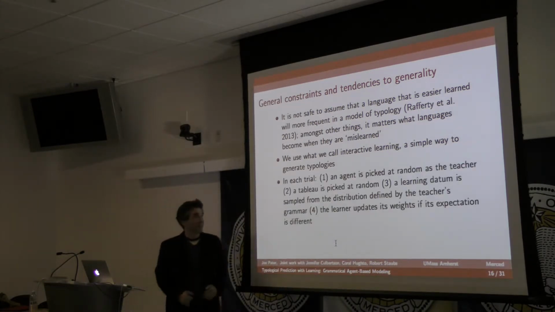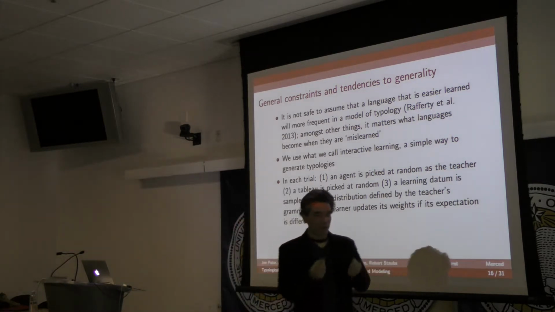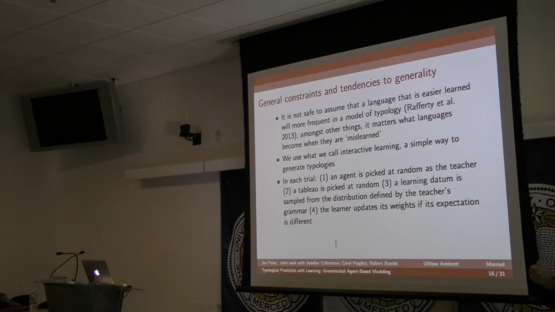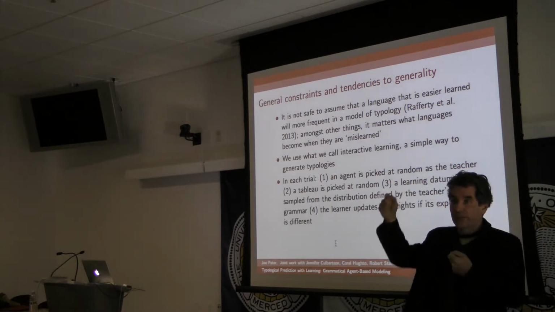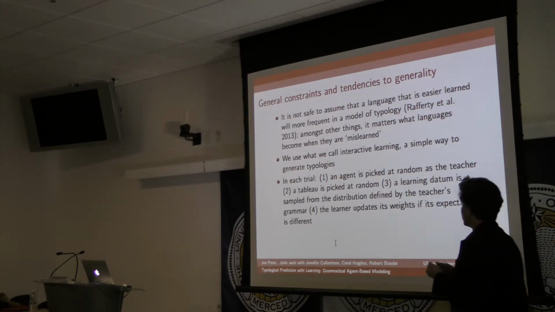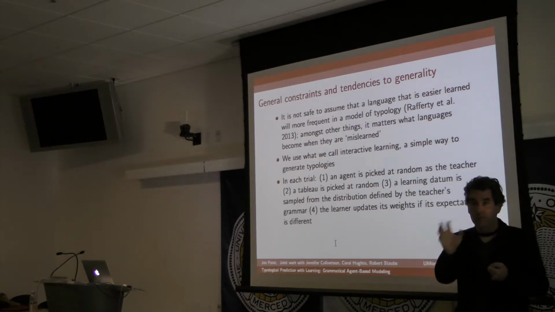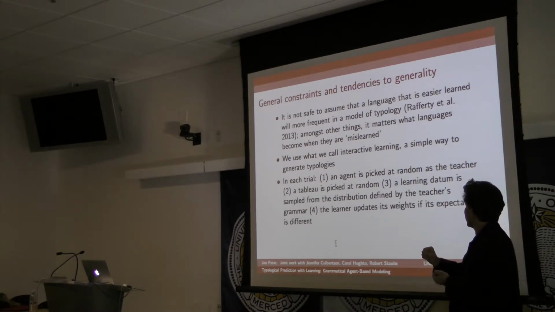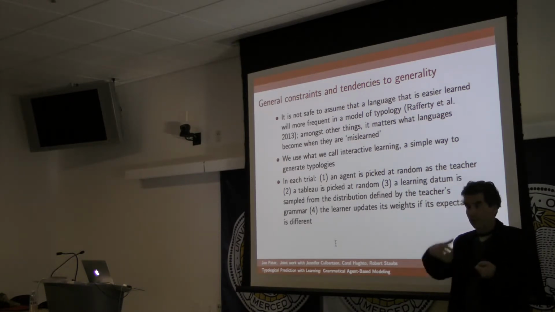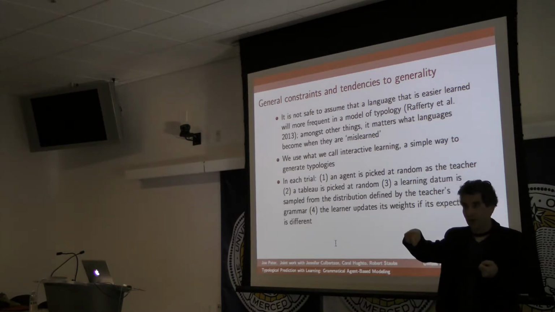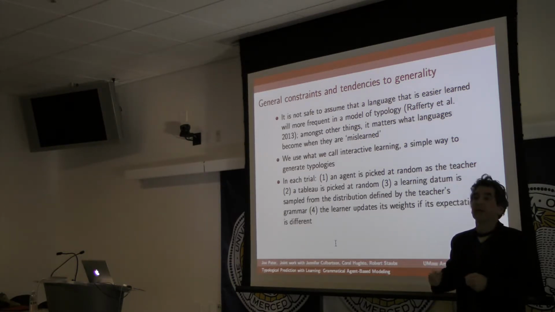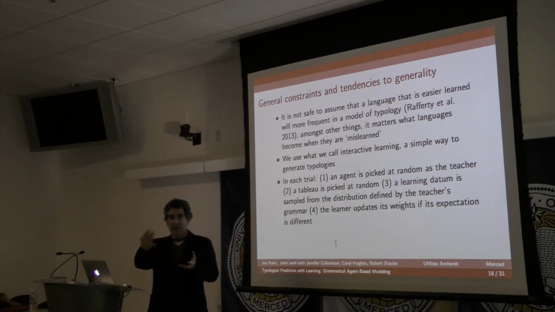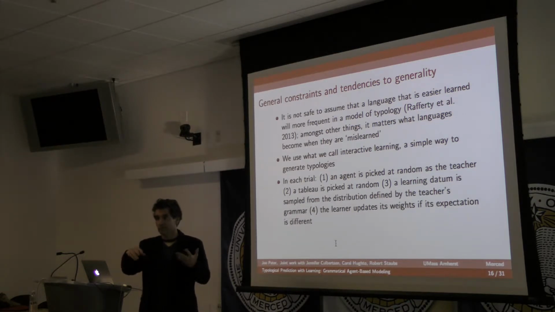So in interactive learning, what we do is we have just 2 agents. In every trial, we pick one of them randomly as the teacher, and the other one's the learner. Then we pick one of the phrase types at random, generate a learning datum by sampling from the distribution defined by the teacher's grammar. Then the learner generates its expectation by sampling from the learner's grammar, and then we do a weight update. And we repeat this some number of times and take the final state as being the language.